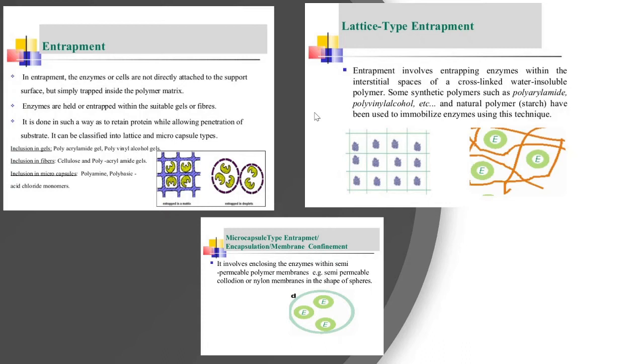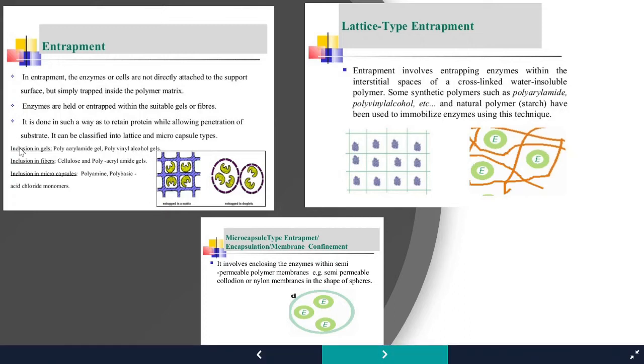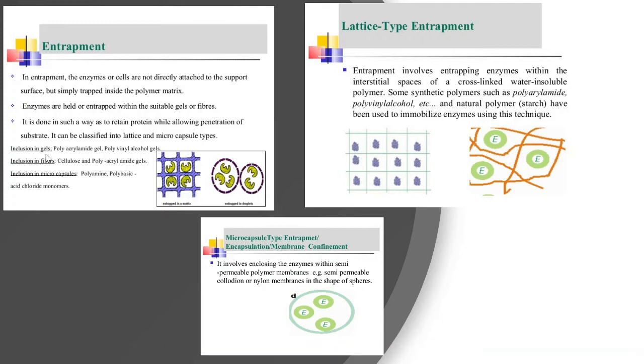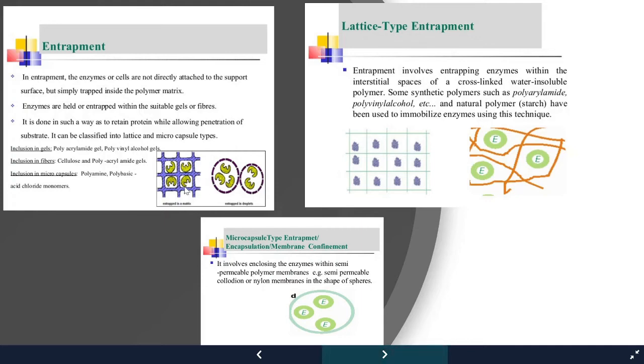The matrices used for entrapment include polyacrylamide gel, collagen, gelatin, starch, cellulose, silicone, and even rubber. And enzymes can be entrapped in several ways. They can be included in gels, they can be entrapped in fibers, or they can be entrapped in microcapsules. So, by simply putting the enzyme into the gel, they can be impregnated and entrapped within the gel. And then fibers, this is an example for the fibers, and this is for the encapsulation.